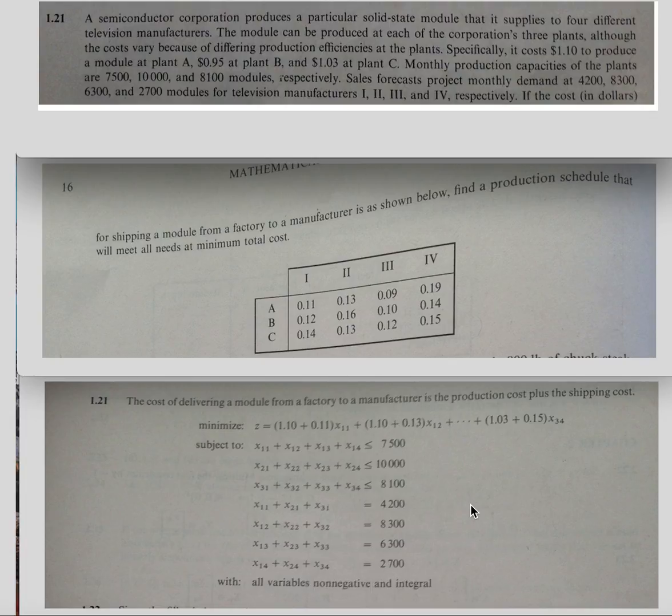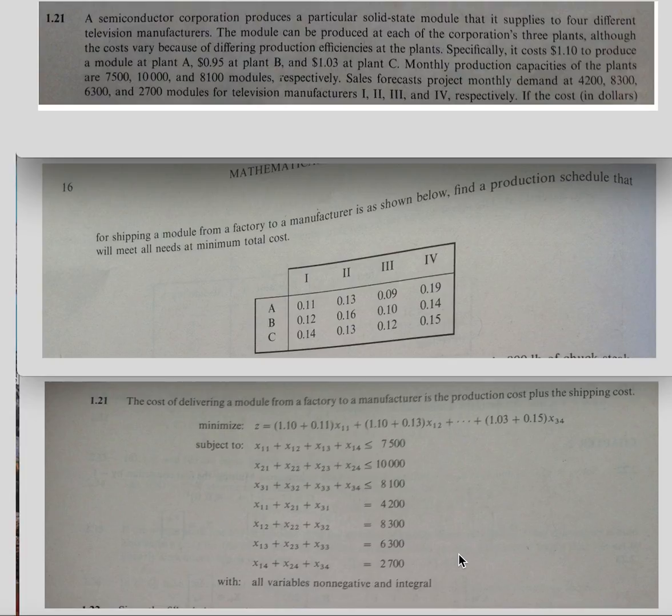In this case, as always for most of these problems, our variables have to be non-negative, and in this case they have to be integral, which means whole numbers. You can't make a fraction of a module and ship it, so you have to either make a module or you don't make it. So when that happens, that changes solutions. We'll see later how we deal with such problems, but basically the idea is pretty simple.